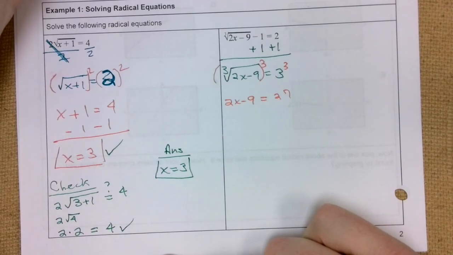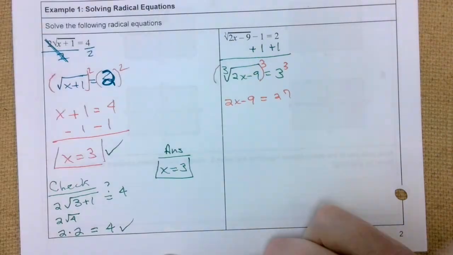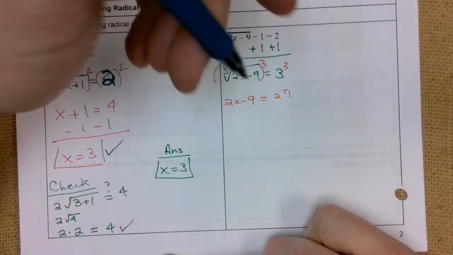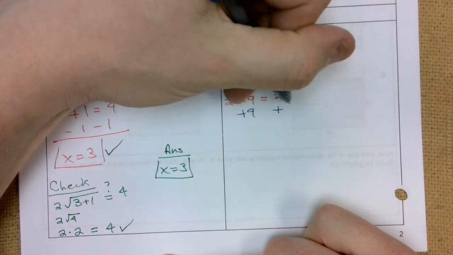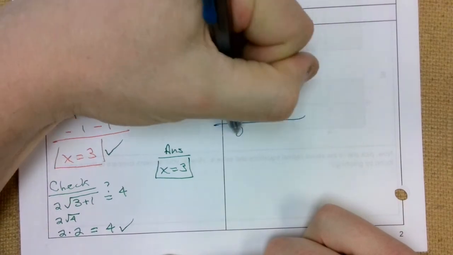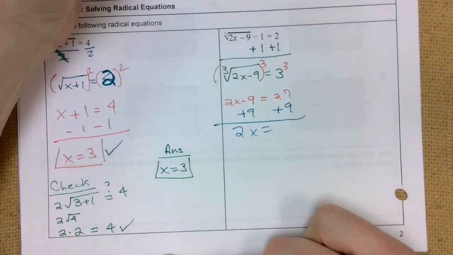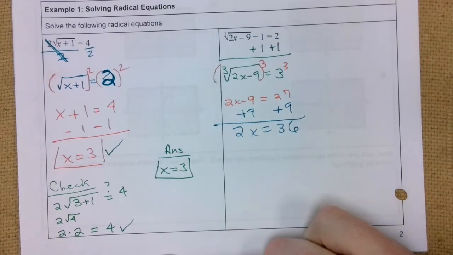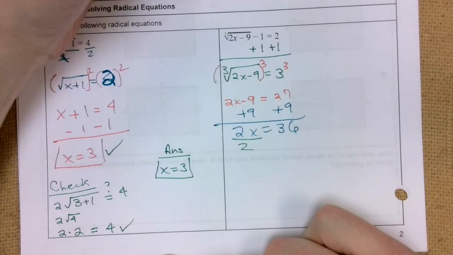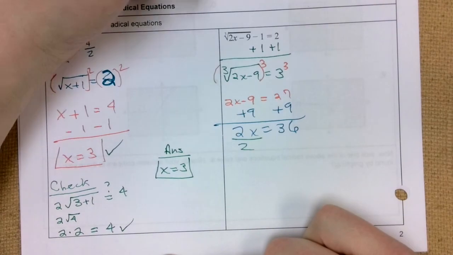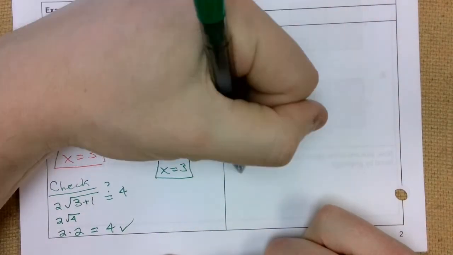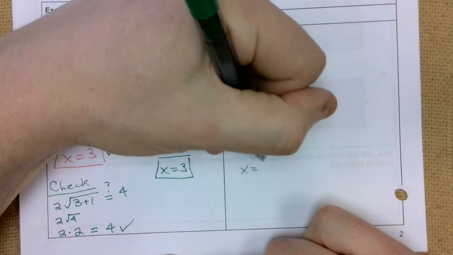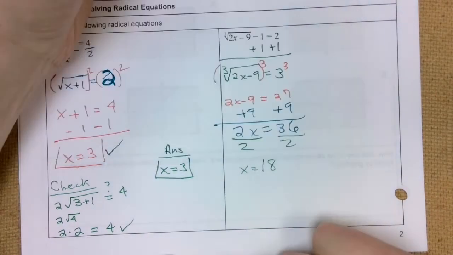And now we do our algebra. So add 9. And I get 2x equals, that's 36. And then I divide out by 2 and do that on both sides, and I get x equals 18. You gotta check it.